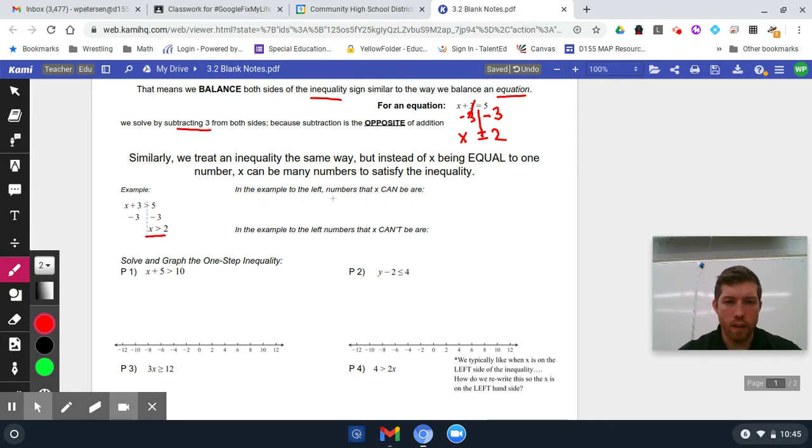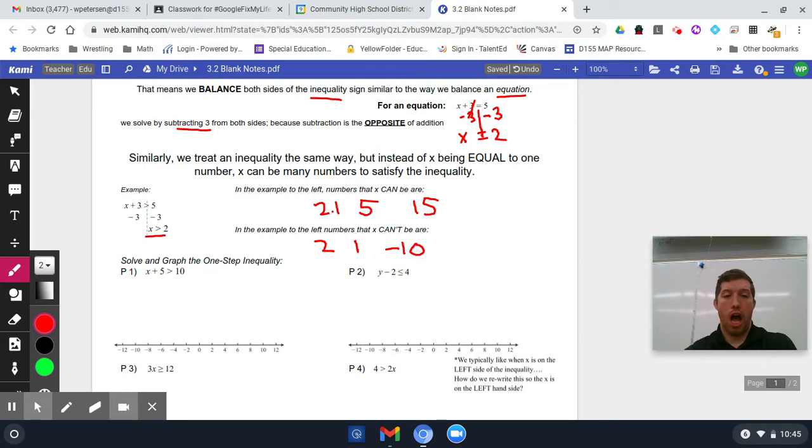So in the example to the left, numbers that x can be is anything greater than 2. So it could be 2.1, right? That is a larger number than 2. It could be 5. It could be 15. It could be 5,000. Numbers it can't be, well, it can't be 2, right? Because it's not greater than or equal to. It can't be 1. It can't be negative 10. Any of those numbers that are equal to or smaller than 2.